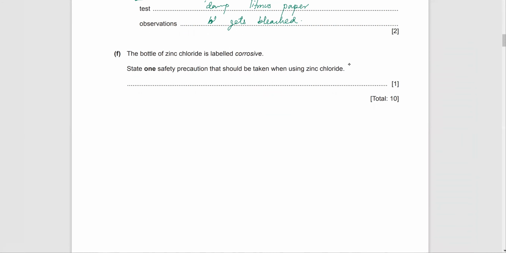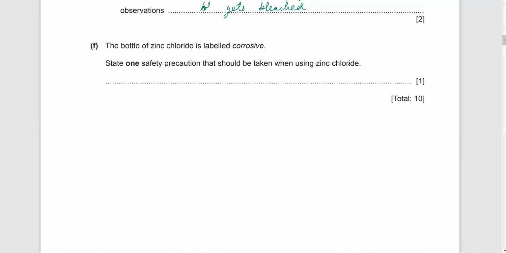So now the next one is the bottle of zinc chloride is labeled corrosive. State one safety precaution that would be used. You're going to use gloves, right? Remember, that's the number one safety precaution. Gloves, although goggles are probably not necessary. Goggles would probably not be the right precaution in this particular case. Maybe it's acceptable, but gloves would be the right one because it's corrosive. So you don't want the liquid to be spilled on your hand.